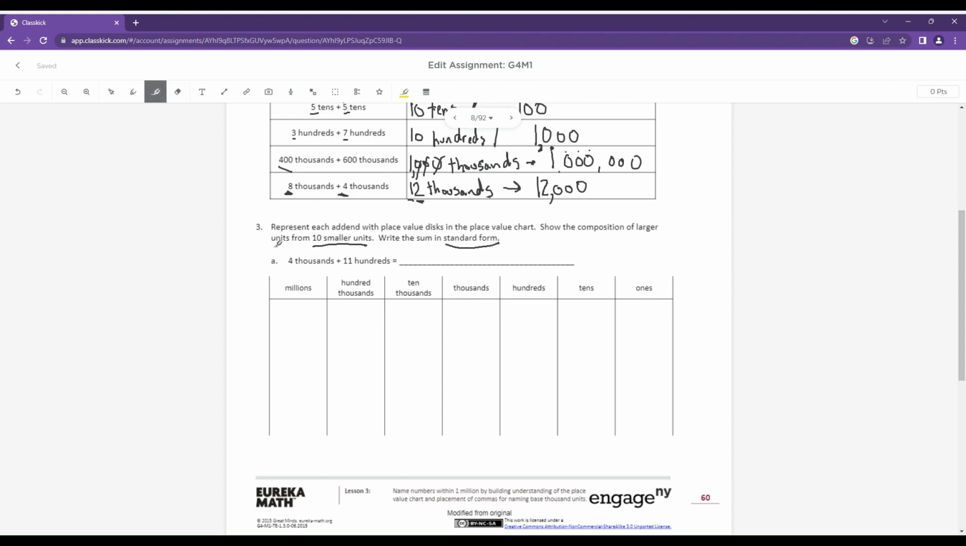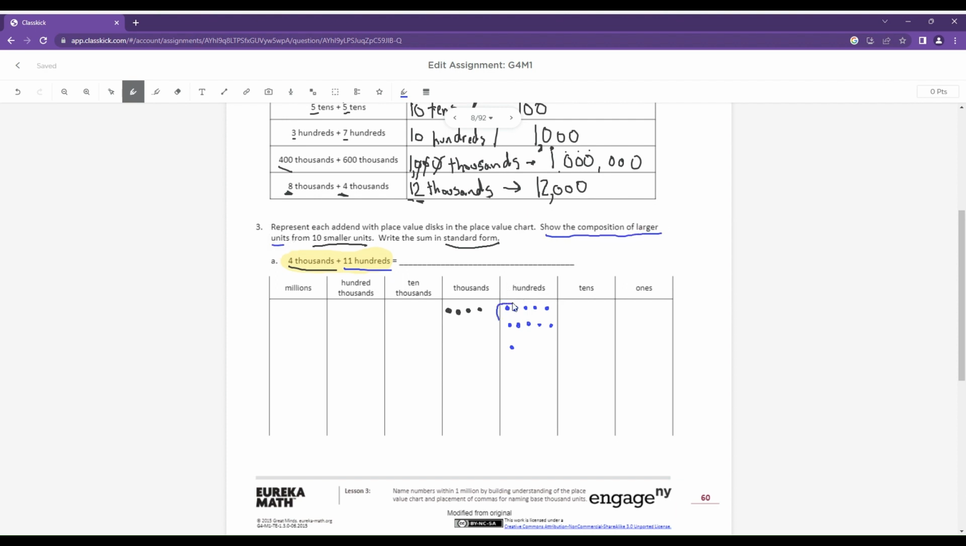So I'm going to put this here in my place value chart. So 4 thousands would be just 4 in the thousands place. And I'll switch up my color here to keep things straight, where I have now 11 hundreds. So I need to put 11 over here in my hundreds. And there's 11 hundreds. Now, if I go back to the direction, it wants me to show the composition of larger units from 10 smaller units.